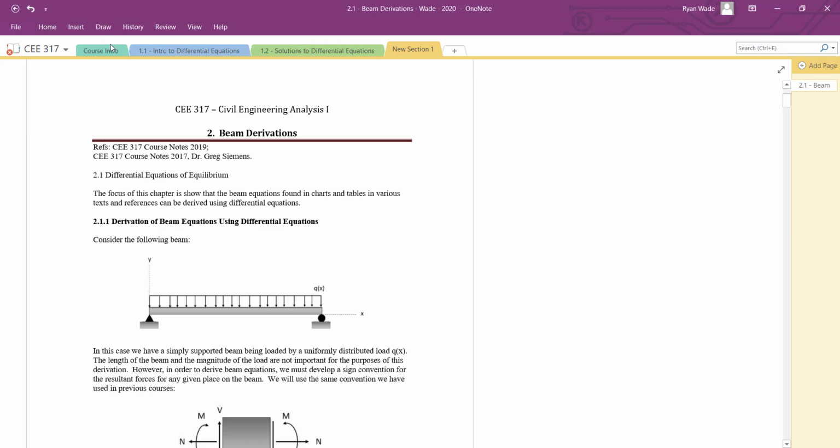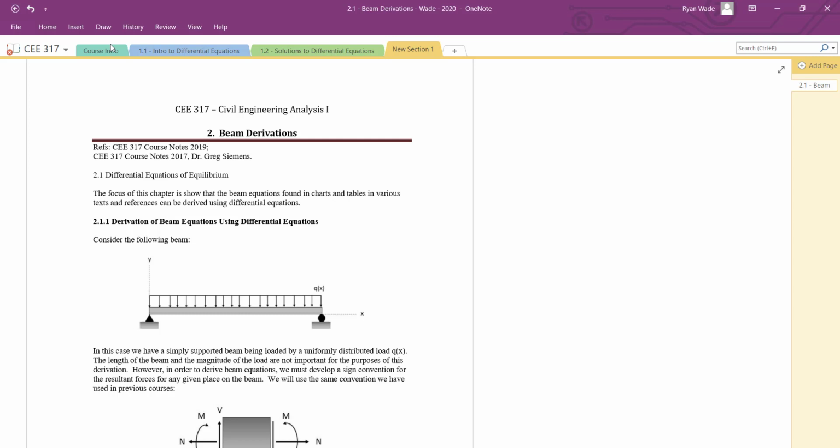Today we are going to cover using differential equations to derive the beam equation. So things that we would see in the back of your text and references. Basically, they are equations to determine the angle of rotation about a certain point, as well as the deflection at a certain point, given a certain loading case.